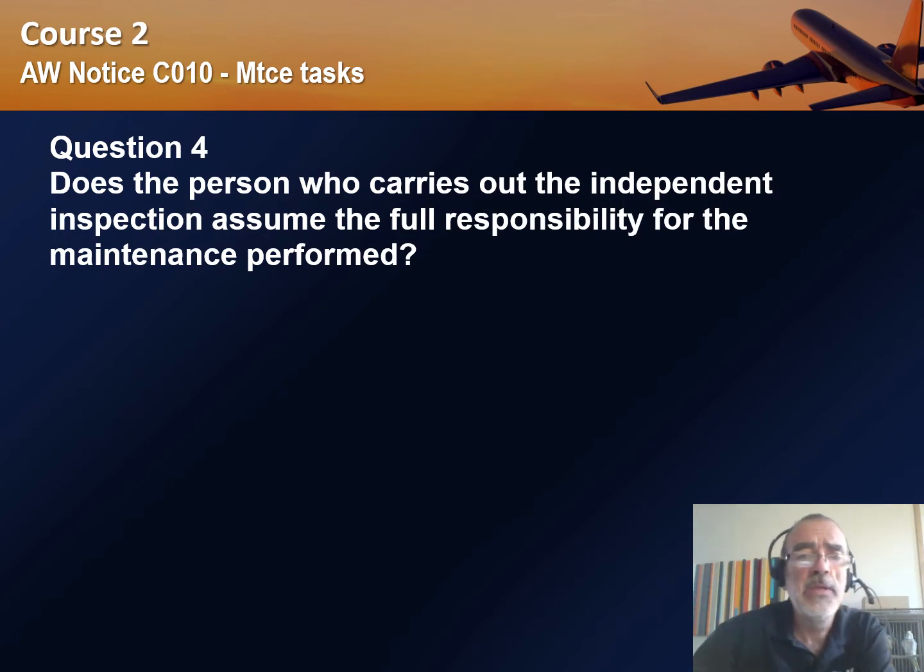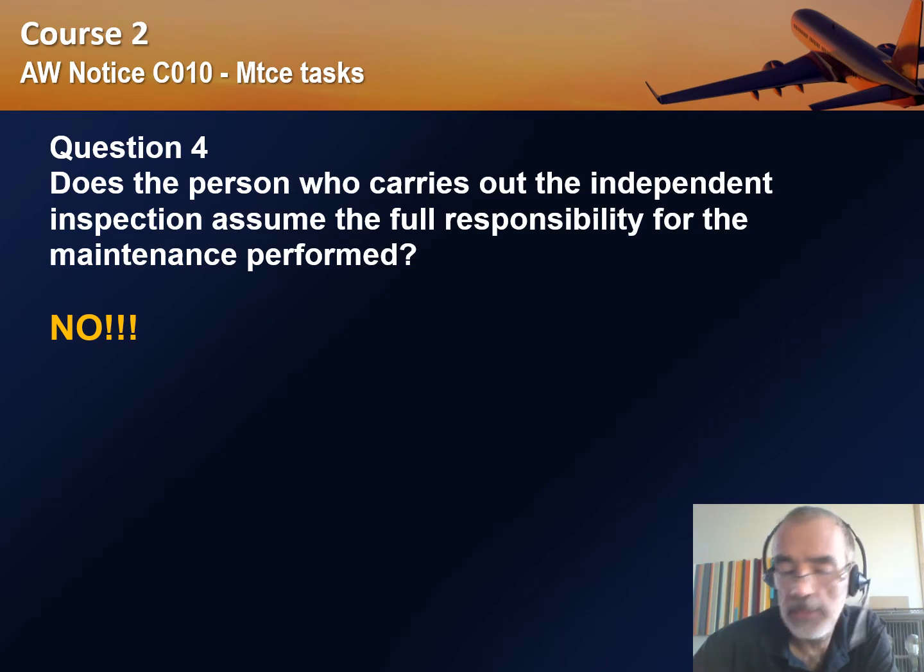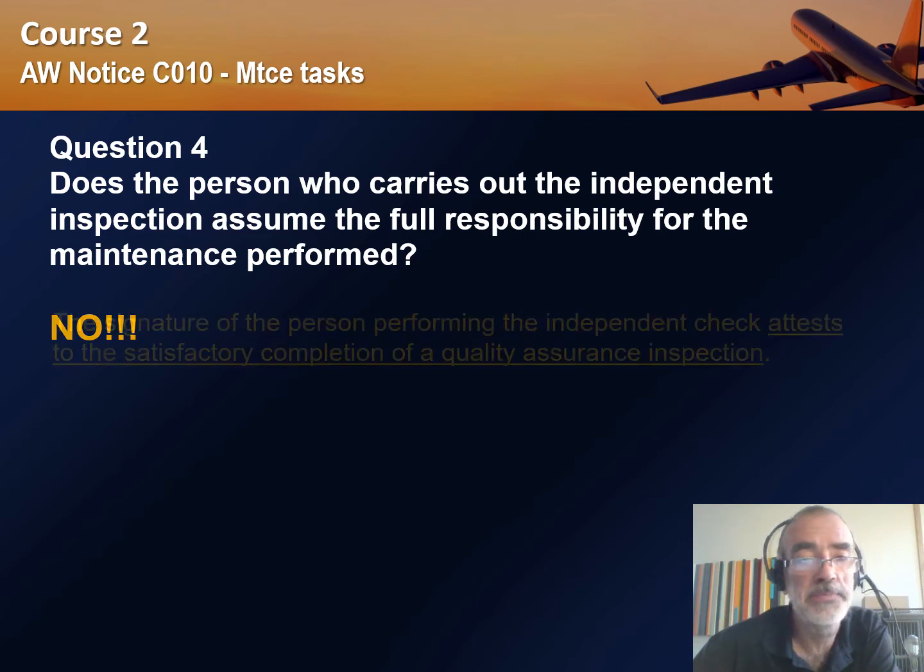Question 4. Does the person who carries out the independent inspection assume the full responsibility for the maintenance performed? What would you say? Of course not. He didn't do the work, okay? So he's not taking full responsibility. He just verified that everything seems to be correct, okay? So he cannot be held responsible for the work that you did. That means you have to do the work correctly because you're not passing on the responsibility onto somebody else.